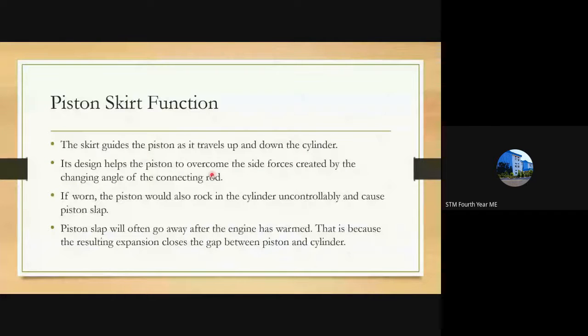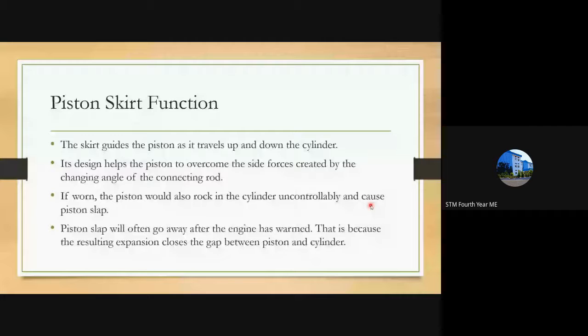During these strokes, the connecting rod moves upwards, so the force is exerted to the piston rather than from the piston. Force is exerted from the connecting rod to the piston. When that force is there, of course, there is a chance of failure of the piston, or sufficiently high load is occurring at the piston, and to overcome these forces, the piston skirt is provided with a cast iron material. Next, if worn, the piston would also rock in the cylinder uncontrollably and cause piston slap.